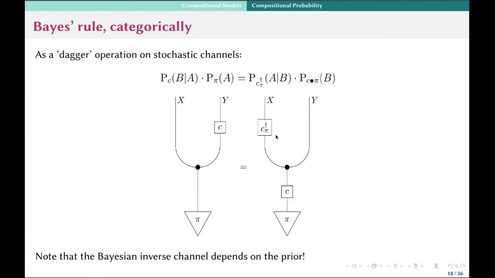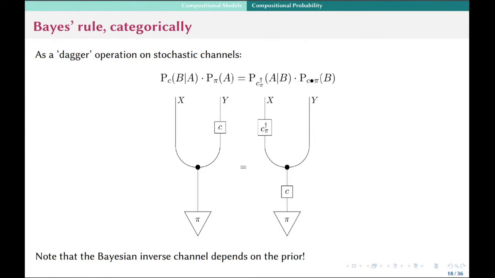It has this nice graphical form. It has this nice kind of symmetry. So are you saying that this Bayes rule endows the Markov category with some sort of dagger structure? It does, in a sense, it endows the slice under the terminal object with a dagger.